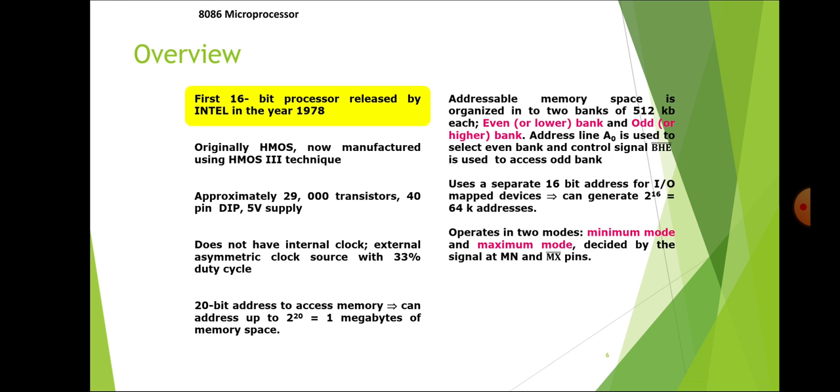Now, overview of the above lecture. The first 16-bit processor was released by Intel in the year 1978. Originally HMOS and now manufactured using HMOS 3 techniques. Approximately 29,000 transistors and a 40-pin DIP with a 5-volt supply. This is all nothing but the specification of the microprocessor.